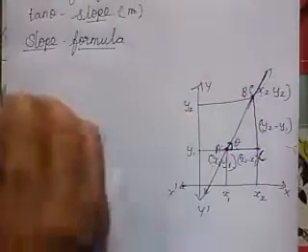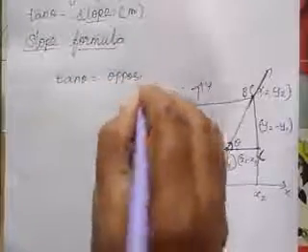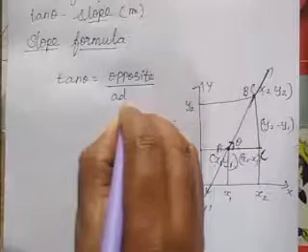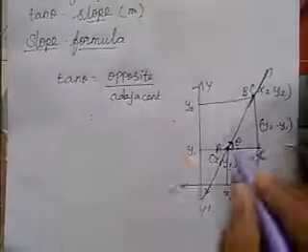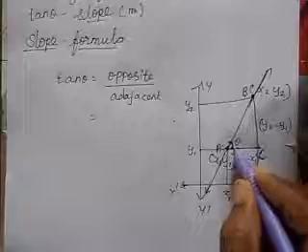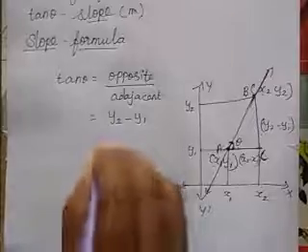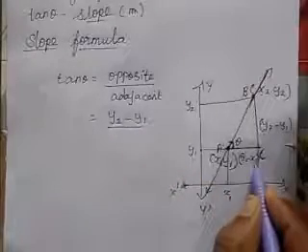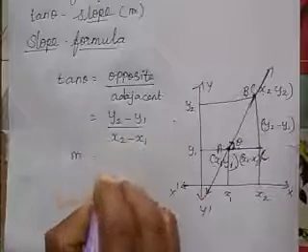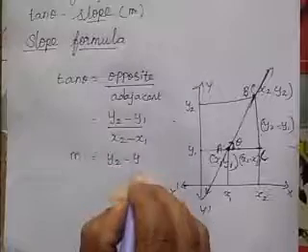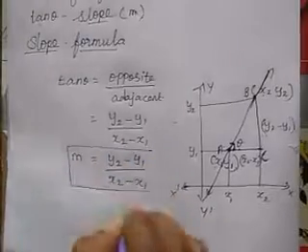So always we note that tan theta is equal to opposite side by adjacent side. Which is the opposite side of theta? The opposite side is y2 minus y1, and the adjacent side is x2 minus x1. So m is equal to y2 minus y1 by x2 minus x1. This is the slope formula.